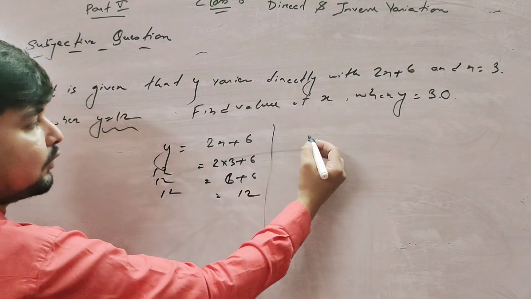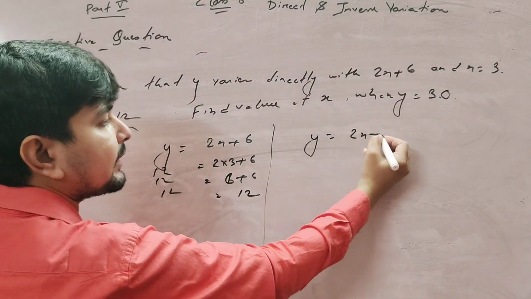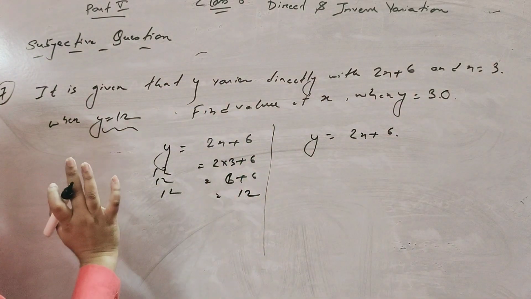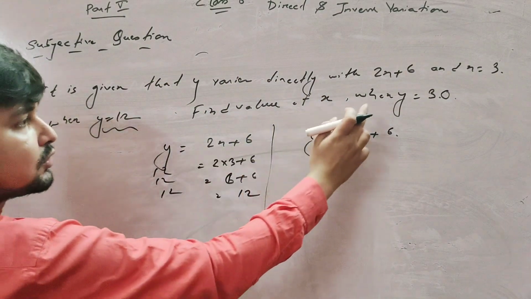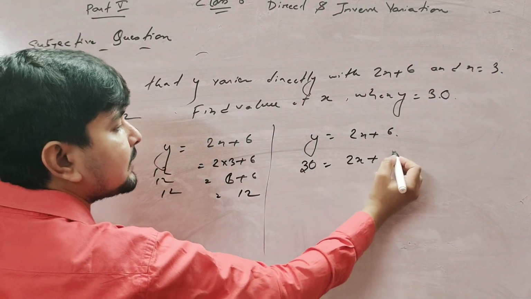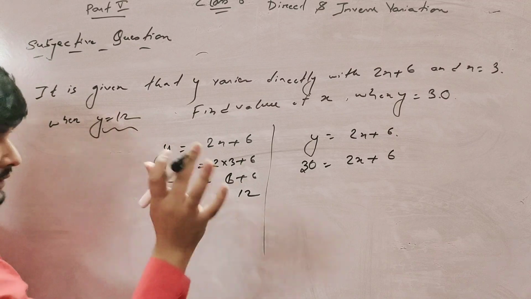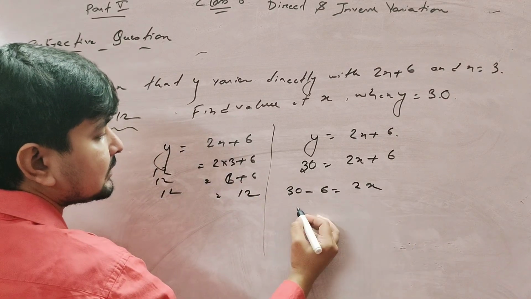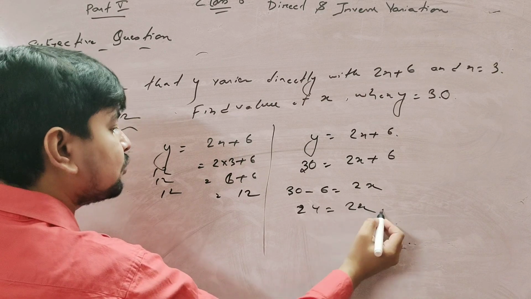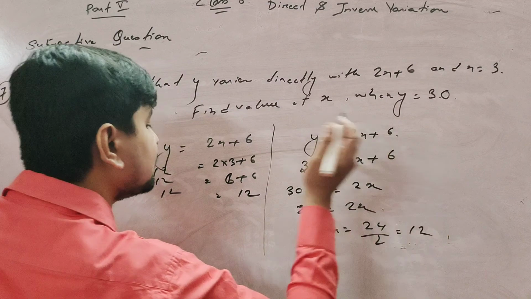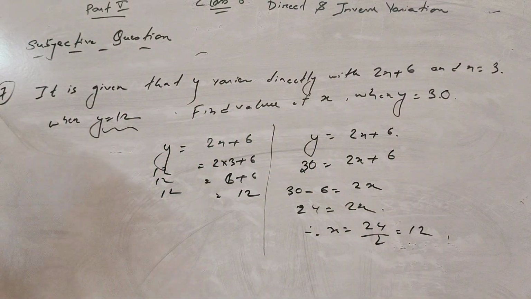Now for y equals to 2x plus 6, because y varies directly with 2x plus 6, this time y equals to 30. So 2x plus 6, find the value of x. So 30 minus 6 equals to 2x, 24 equals to 2x, therefore x equals to 24 upon 2, that is 12. Note.